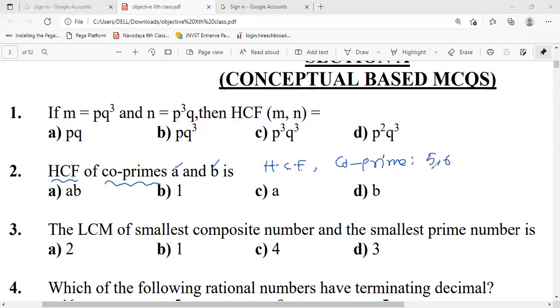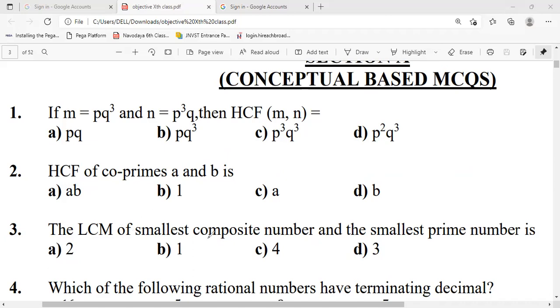Example: 5 comma 6. These two numbers don't have any common factor, so the HCF of these two numbers is just one. So for co-prime numbers, the HCF is always 1, and the LCM is the product of the two numbers. That means LCM of co-primes is A into B, and HCF of co-primes is 1. Remember.